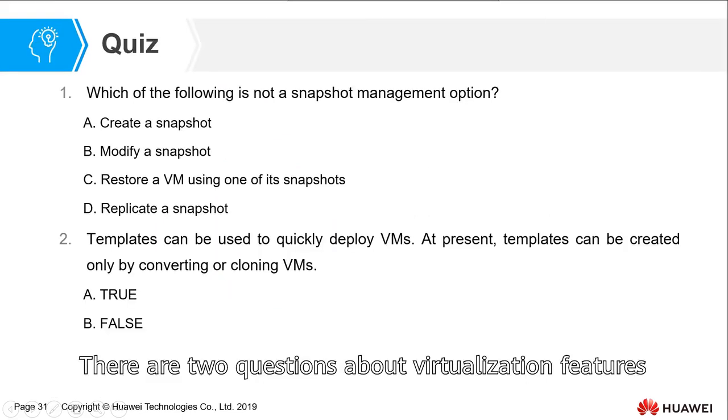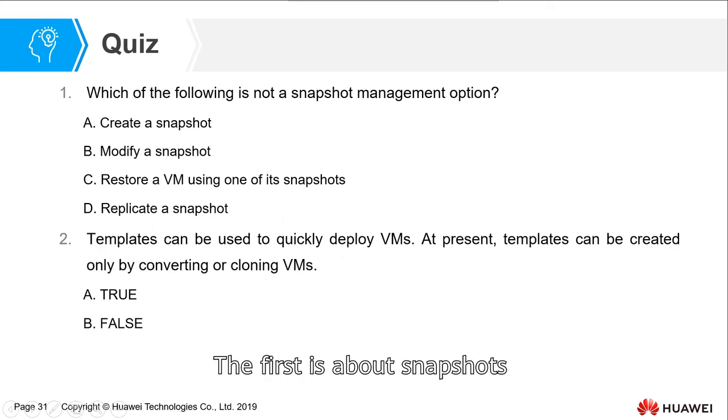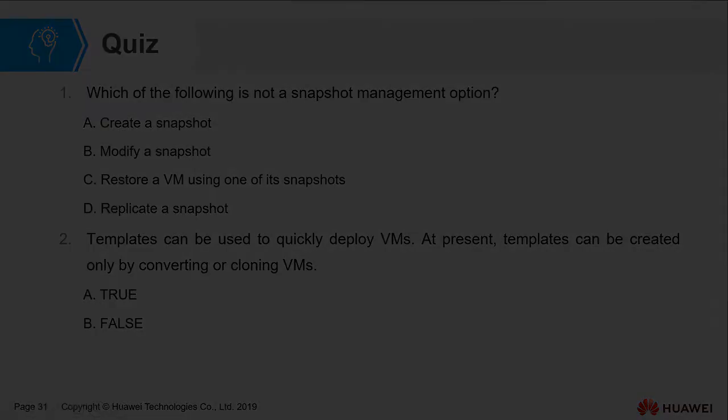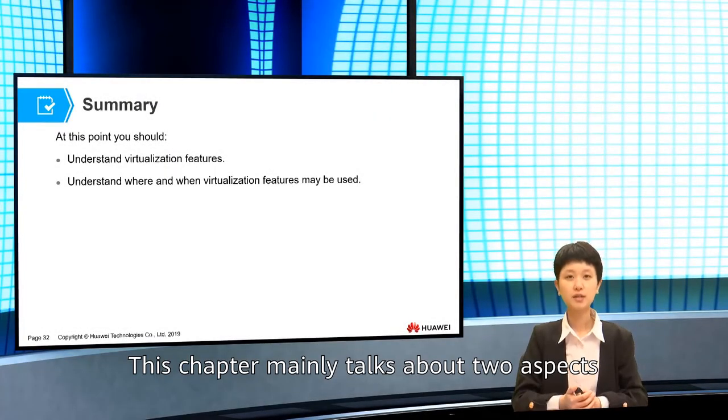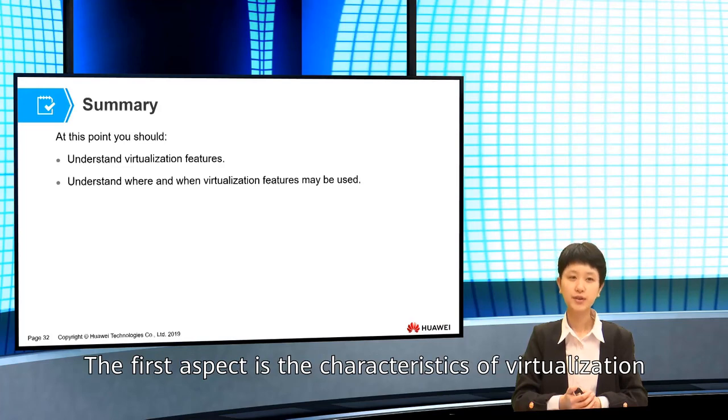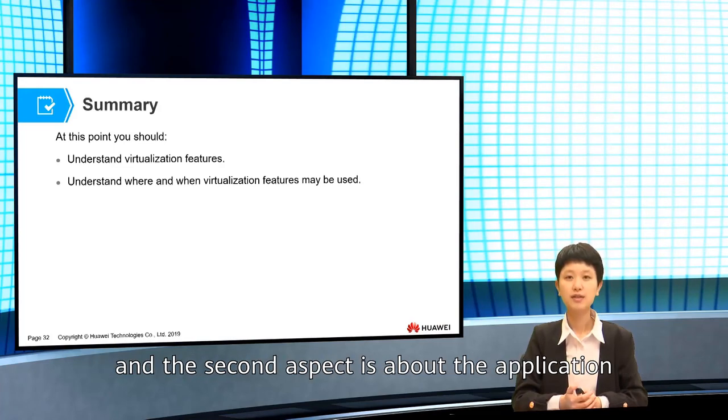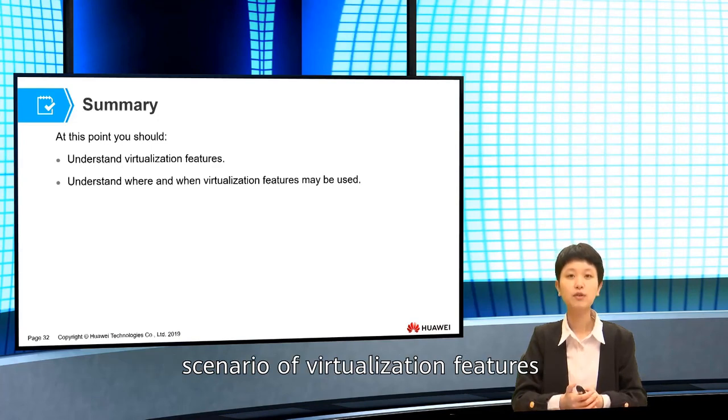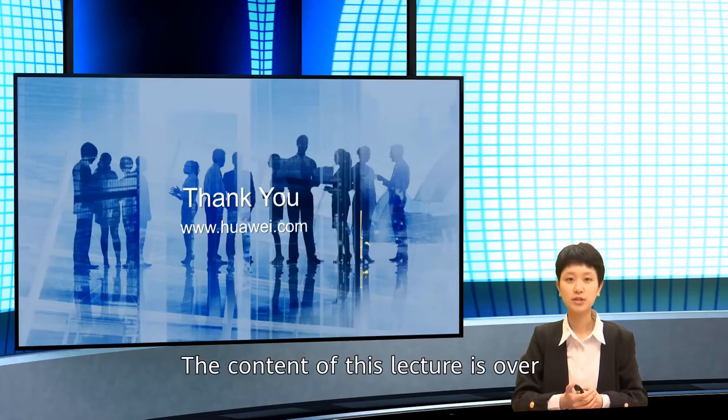There are two questions about virtualization features. The first is about snapshots, and the second is a true or false question. This chapter mainly talks about two aspects. The first aspect is the characteristics of virtualization, and the second aspect is the application scenarios of virtualization features. The content of this lecture is over.